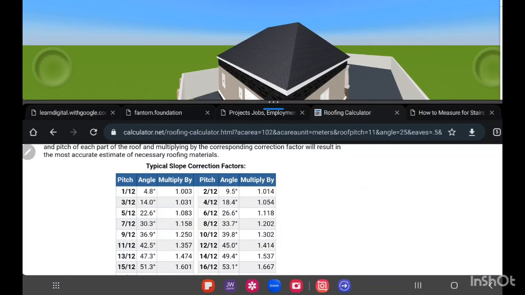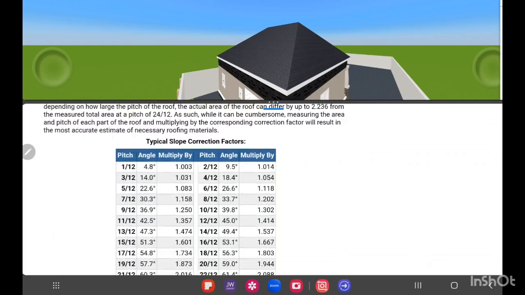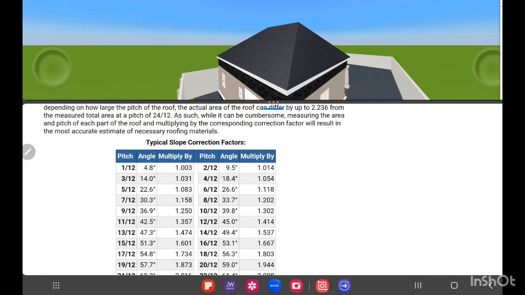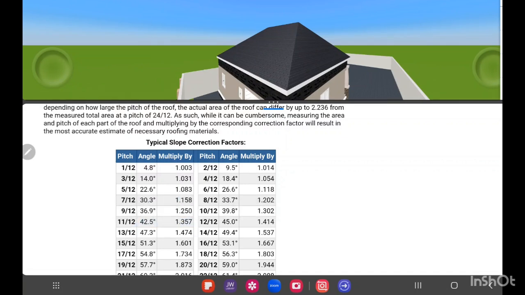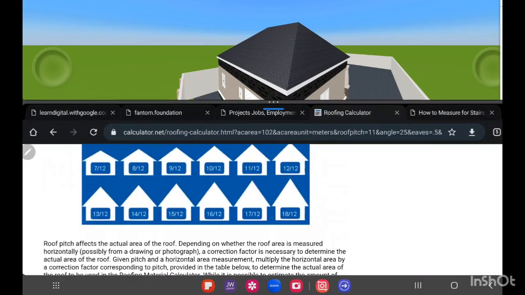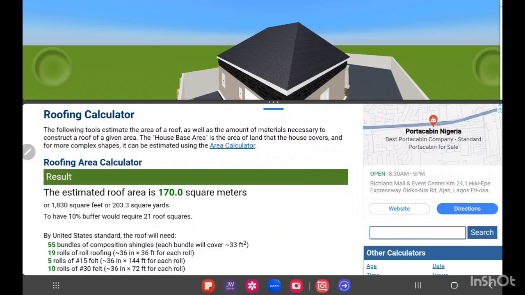But now for the correction factor, the typical slope correction. Because this calculation for slope is not absolute, we have a correction figure that, once you multiply it by the total square meters, takes you very close to where your correct square meter is supposed to be. So for our slope of 11 over 12, which is about 42.5 degrees, we have a correction figure of 1.357. Take note of this. So let's go back and multiply what we have here, 170, by 1.357.